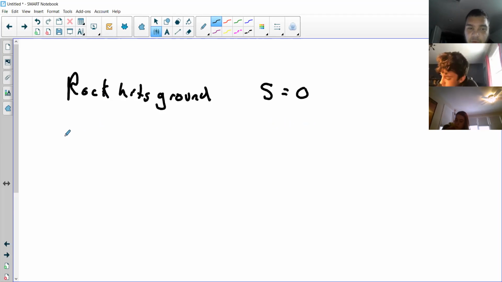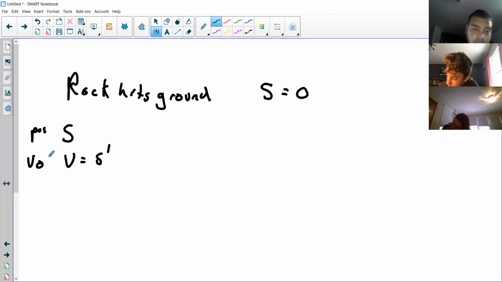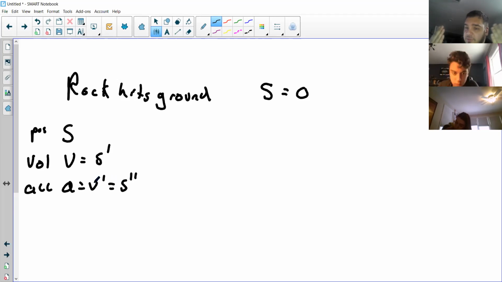And I guess before I even talk about more questions like that, S is your position or your placement or your height, whatever you want to think of it. V, which is S prime, is your velocity. And A, which is the prime of V, which is the double prime of S, is your acceleration. So something like rock hitting the ground, that should be when S is 0. But no, you're going to have two S zeros. One is the first time you threw it. So you're starting, so you got to take your second one.